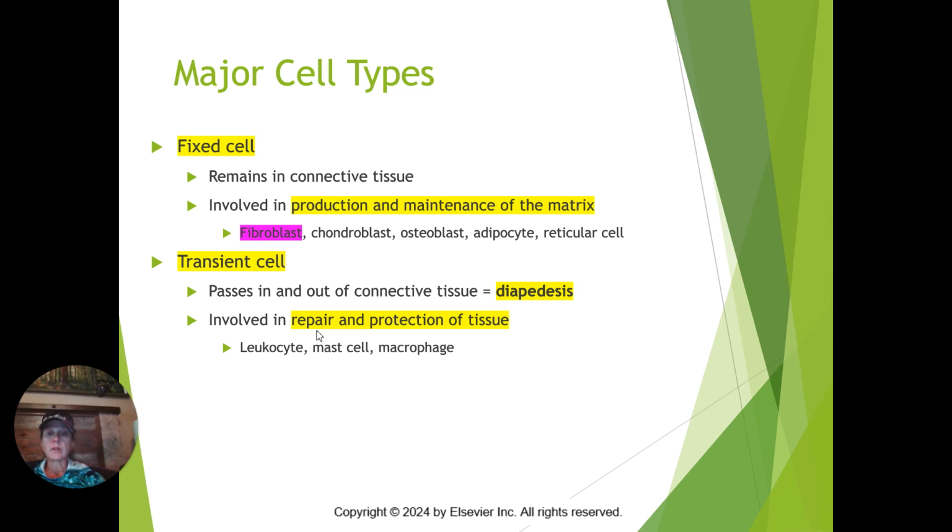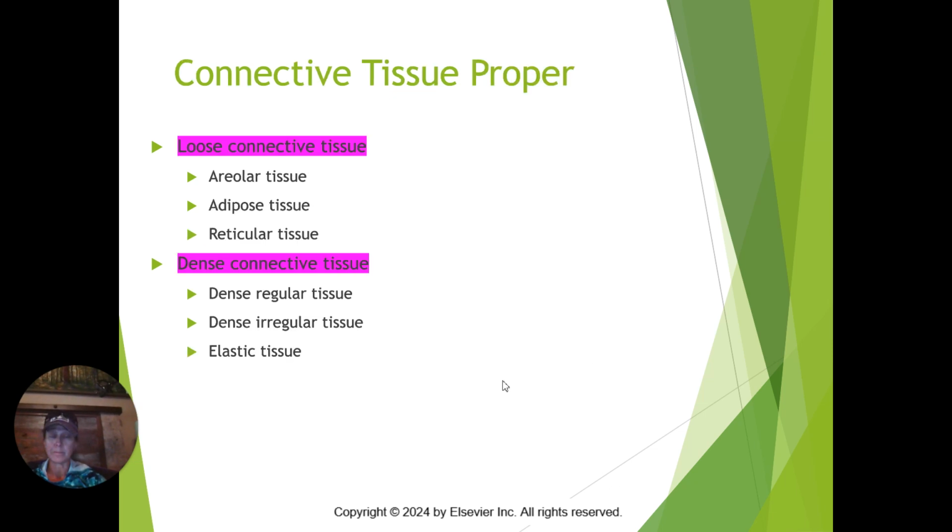Transient cells are those that are largely involved in the repair and protection of tissue. So macrophages, which use their pseudopodia to crawl in and crawl out, as well as leukocytes, which is the general term for white blood cells, and mast cells. And mast cells are tissue of the allergic and immune response that contain large amounts of histamine.